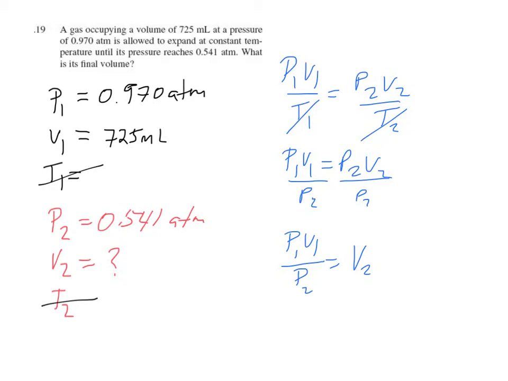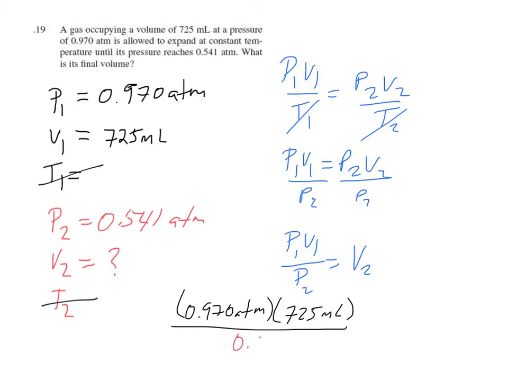We have our 0.970 atmospheres times our 725 milliliters all over our 0.541 atmospheres. The atmospheres cancel. I'm left with milliliters, and the answer is 1,299 milliliters. Now remember, 3 sig figs, so we should actually write this as 1.30 times 10 to the third milliliters.